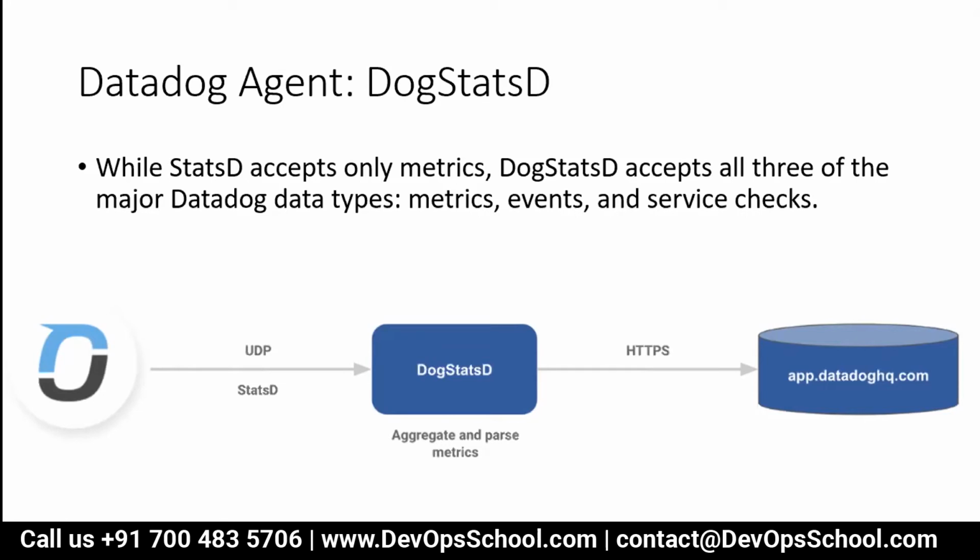While StatsD accepts only metrics, DogStatsD accepts all three of the major Datadog types: metrics, events, and service checks also. So these are the major differences between DogStatsD and StatsD. StatsD only handles metrics, and DogStatsD, which has StatsD, also gets the additional capability of events, service checks, and tagging.